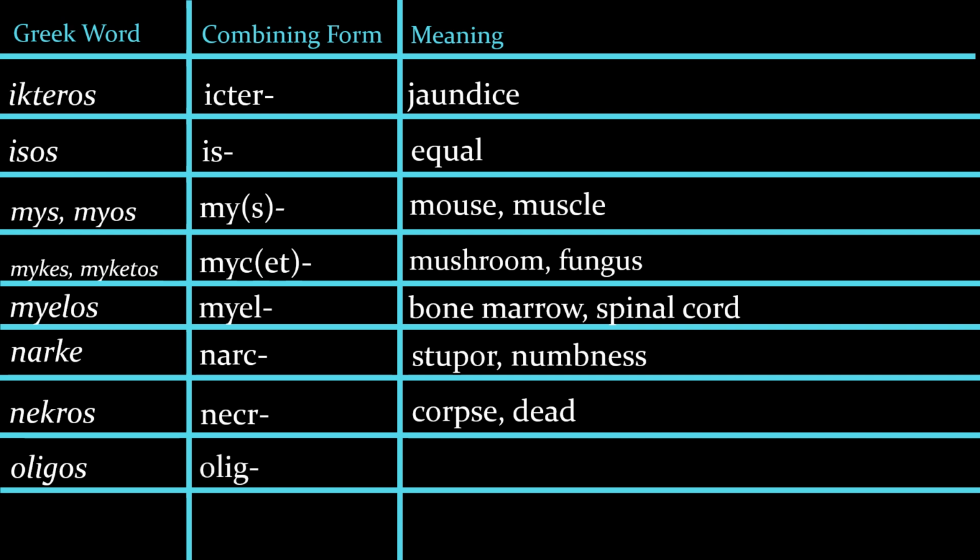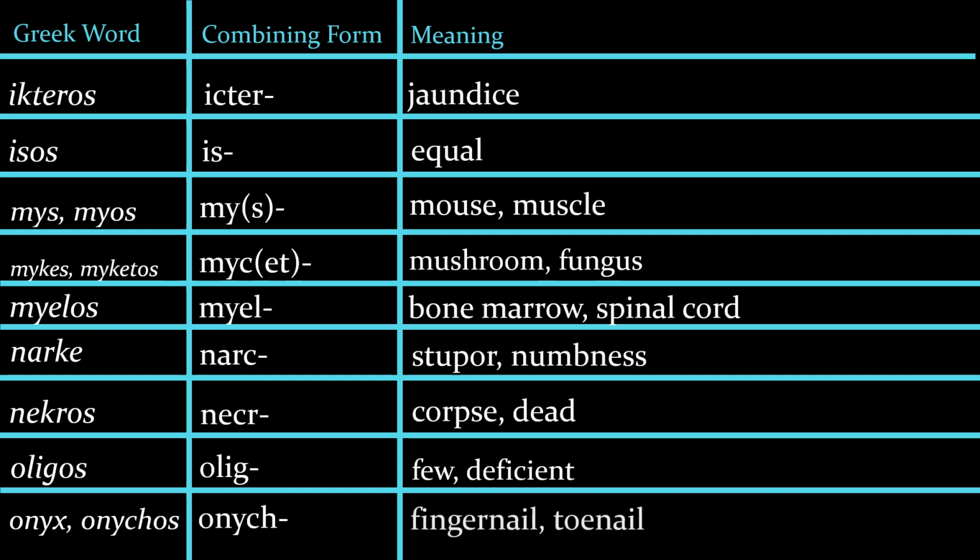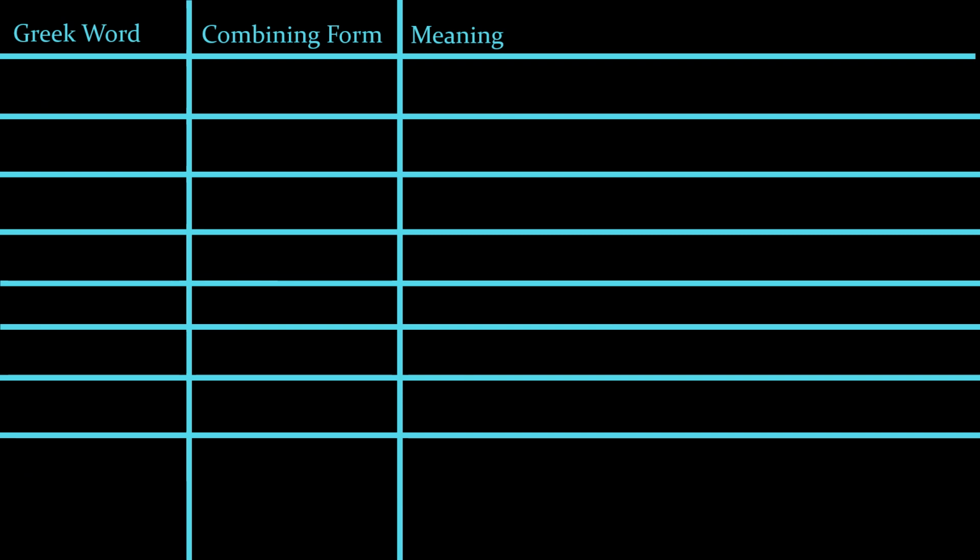Oligos is olig. Modern Greek speakers will know ligo, meaning a little. English speakers will know what an oligarchy is, a rule by the few. Okay, so oligos means few or deficient. Onyx, onychos, onich is the fingernail or the toenail. And students of Greek may know what a nichi is. Nichi is a nail.